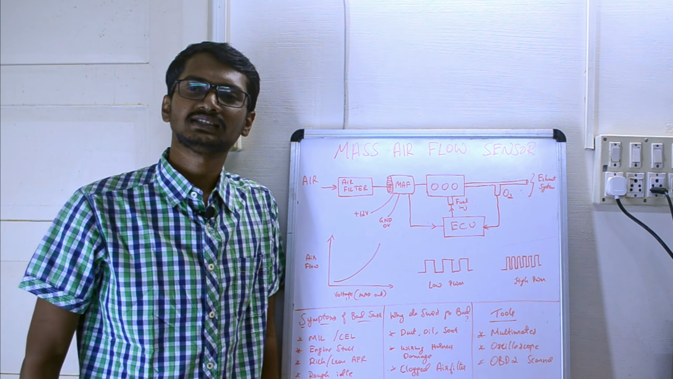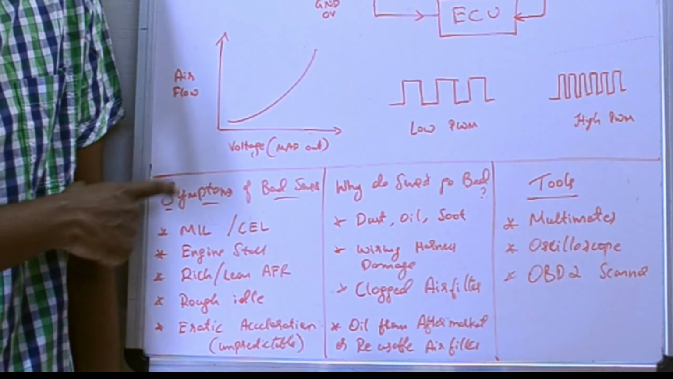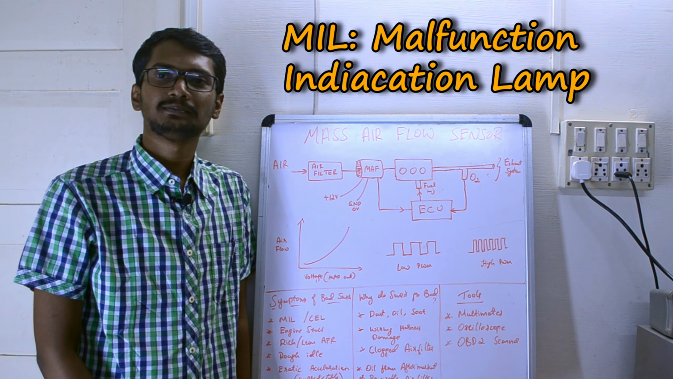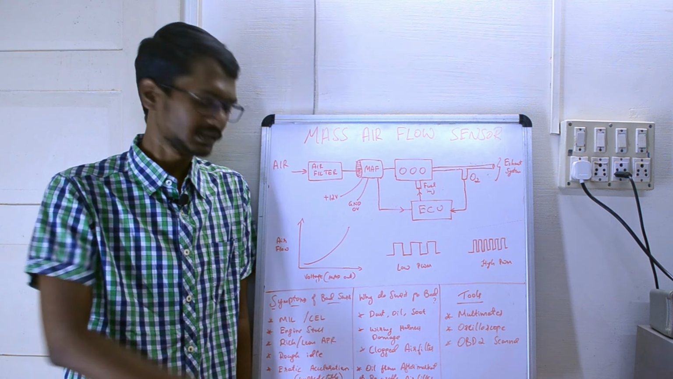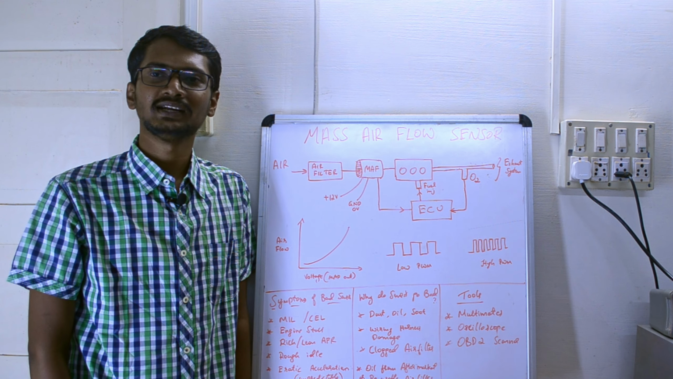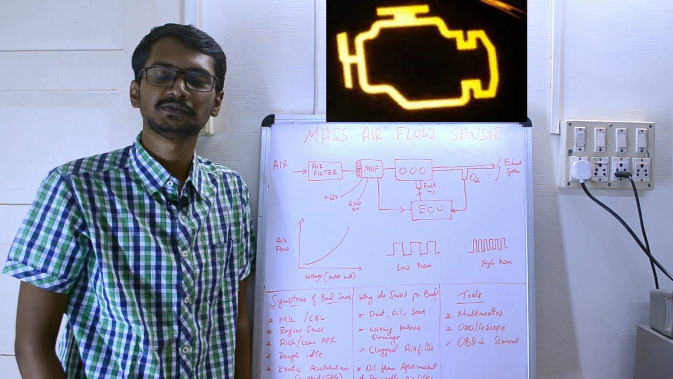Now let us understand what are the symptoms of a bad MAF sensor. First point is MIL or CEL. MIL is malfunction indication lamp, CEL is check engine light. This is a warning that is produced by the ECU and it is displayed on the dashboard of the car.